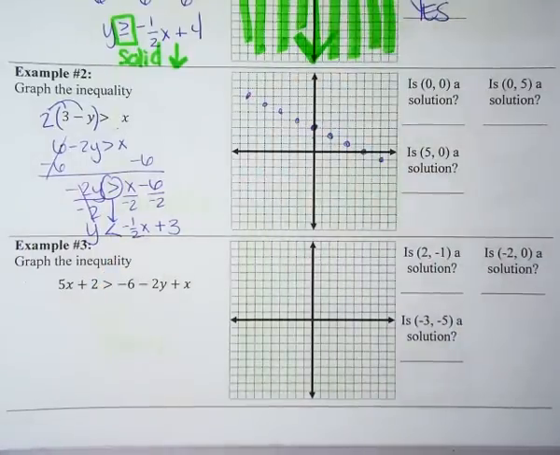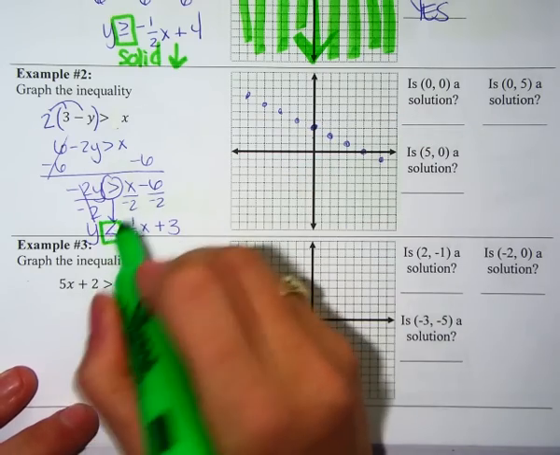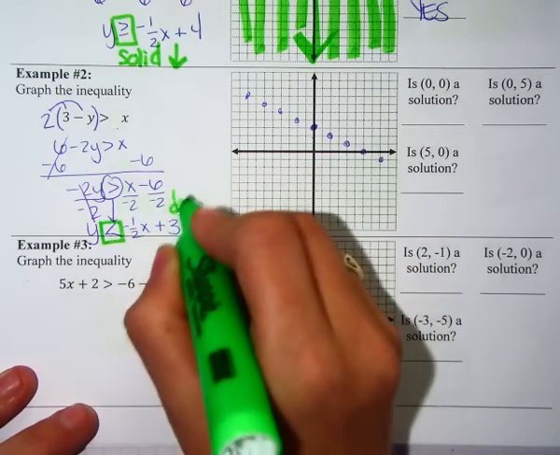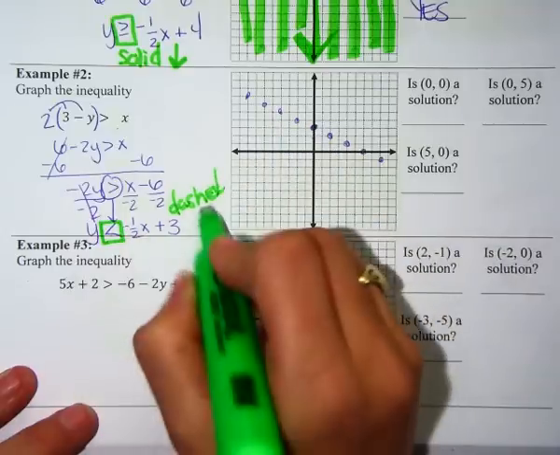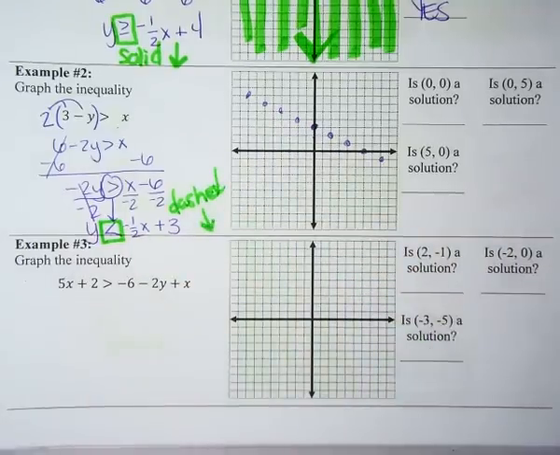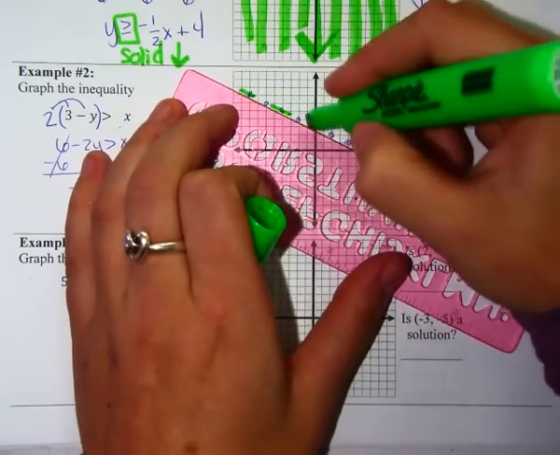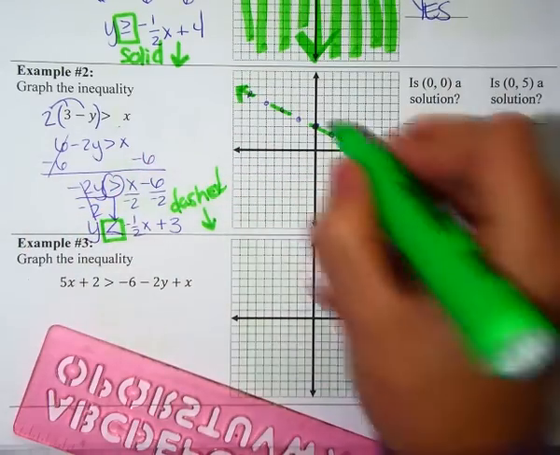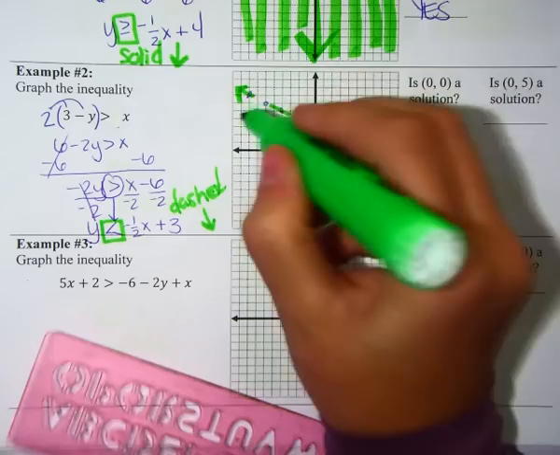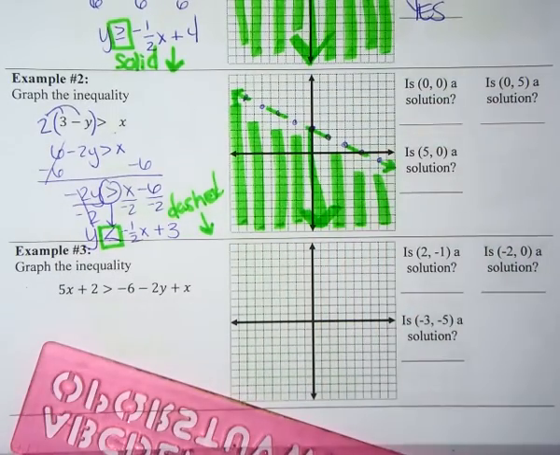Now go and analyze that sign. The sign says y is less than. So it's just less than, so it'll be dashed because the line is not included. And it's less than, so I'll shade down. So I'll draw a dashed line. Then I'll go to my y-intercept and shade down. Anything in that region is a solution.